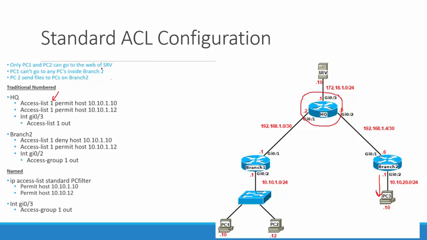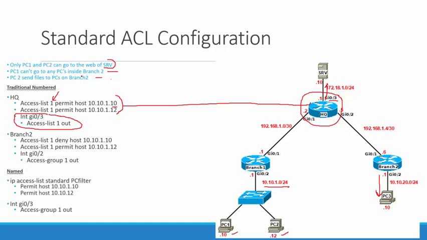So the first thing is we want to allow both the PCs to go to the server, right? So that's our first set. We match PC1 by doing 10.10.1.10, the host. We match PC2 by doing 10.10.1.12, the host. Access list 1 permit host 10.10.1.10. Access list 1 permit host 10.10.1.12. Remember, there's an implicit deny at the end, so after that everything else will just be denied. And then we apply it to our gig 3 interface going out. So we created these on HQ, right? And we apply it going out of the gig 03 interface. Now we want to accomplish this part.